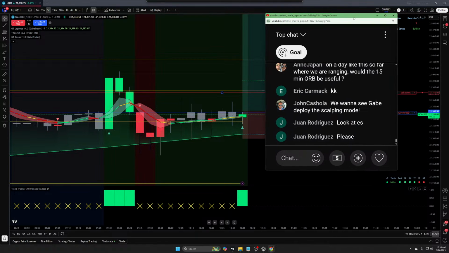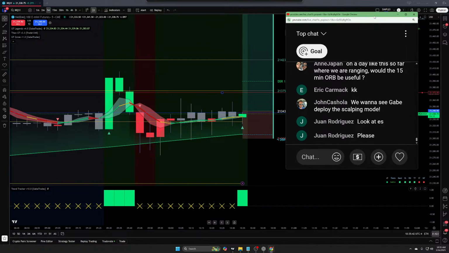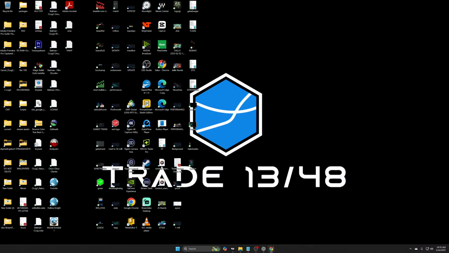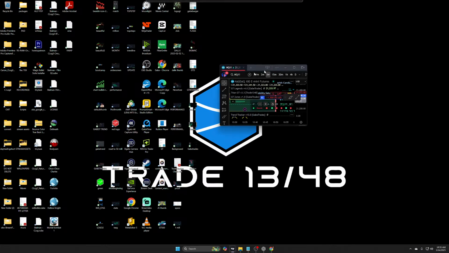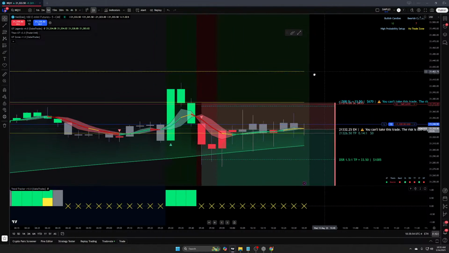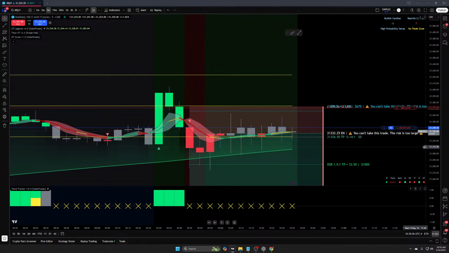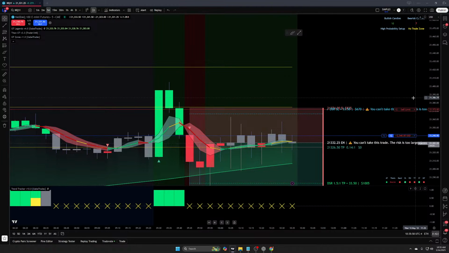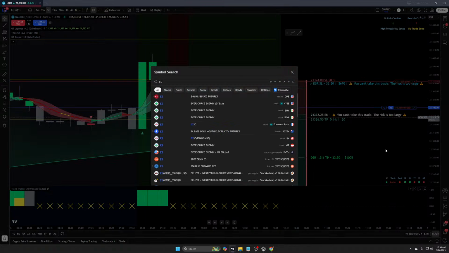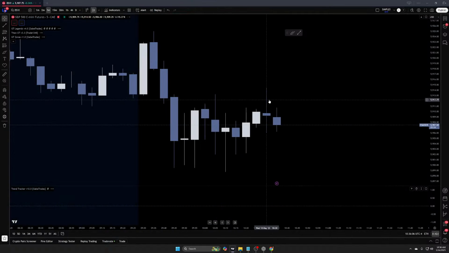So John says, we want to see Gabe to play the scalping model. We got some scalping tools. We could definitely implement some. That's more of Gabe trade stuff, more advanced stuff. But someone asked me to look at ES, and so here we go.